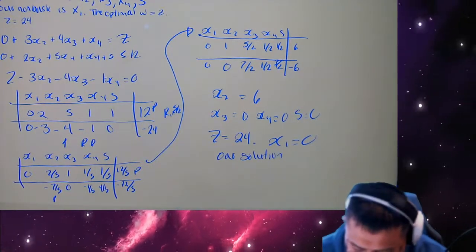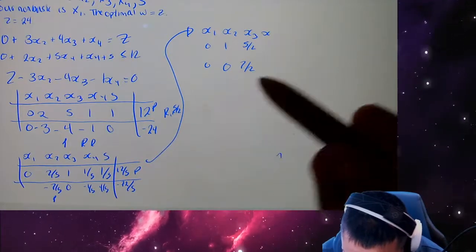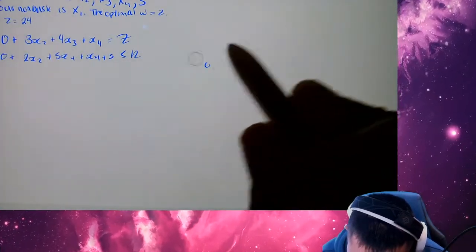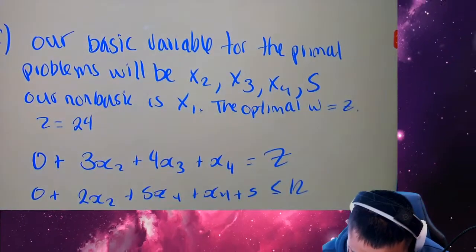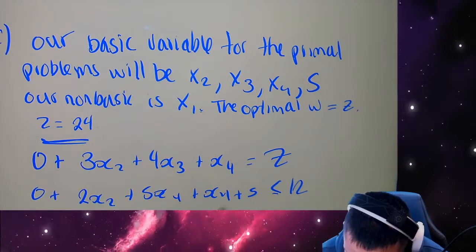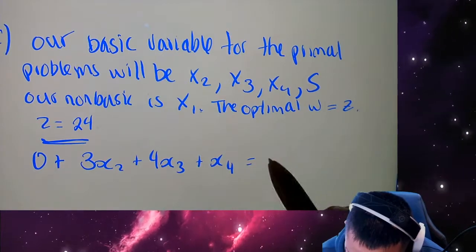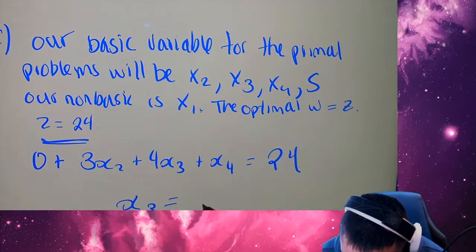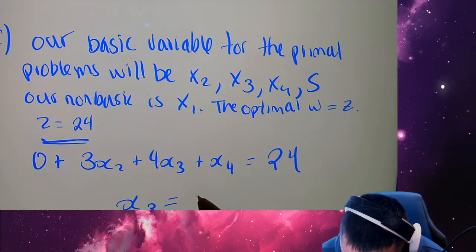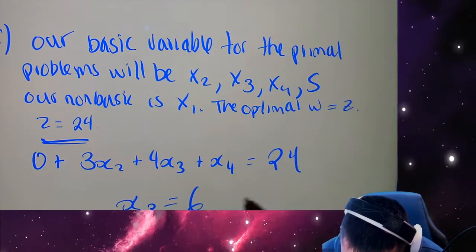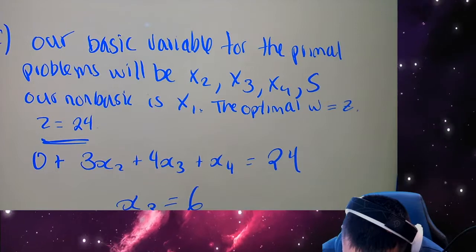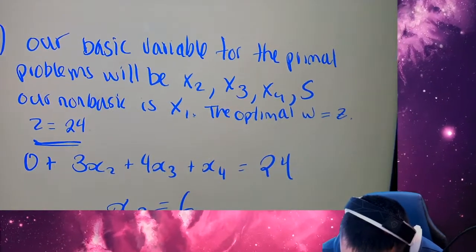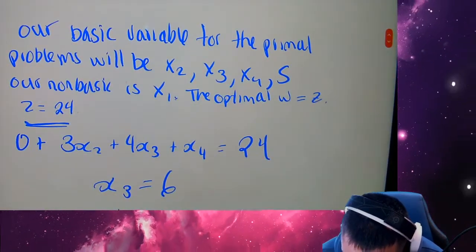So instead of just using simplex, we can actually just solve. We're like, well, z is equal to 24. So how can we make this equal 24? Well, there's a few ways. We could say x3 is equal to 6. There you go. x2 is equal to 0, and x1 is equal to 0. There you go, and that's our solution. We don't have to do anything about that.